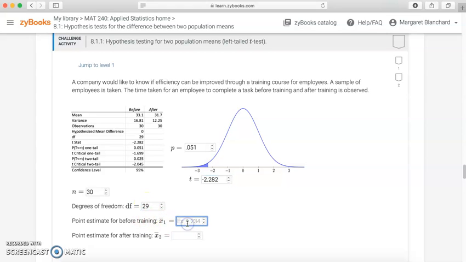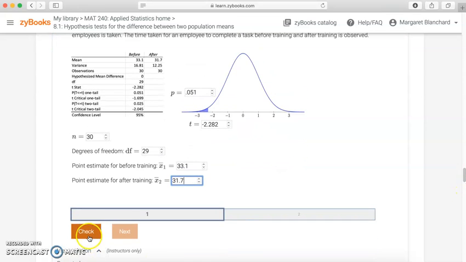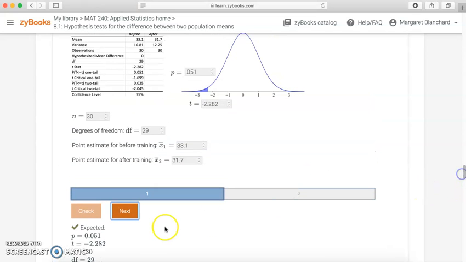Our point estimate before training, so we go here to the before column, and we see our mean right here is 33.1. And after is right here, 31.7. Let's scroll down. Let's go ahead and check. Nice little green check mark. We did it correctly. Let's go to the next.